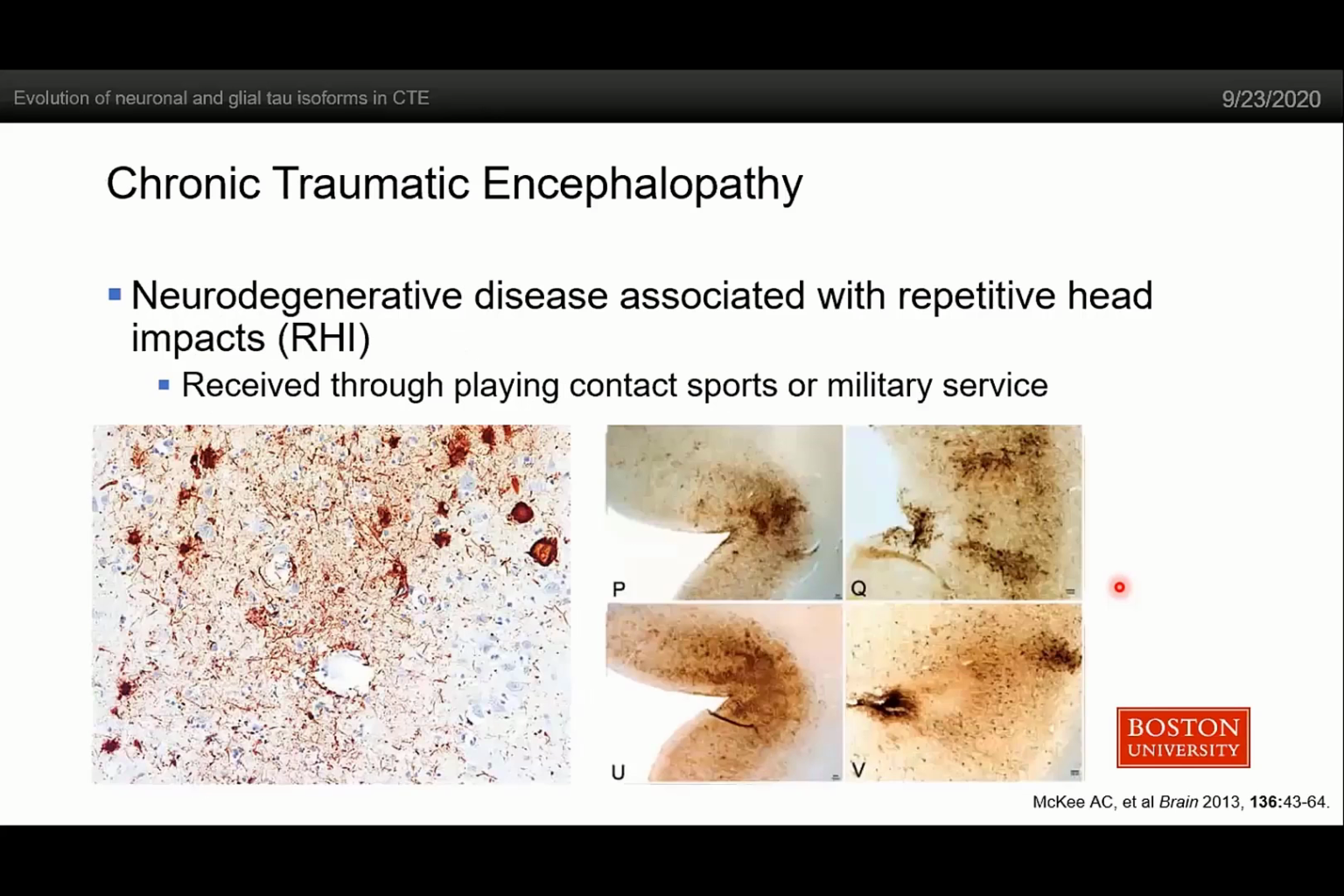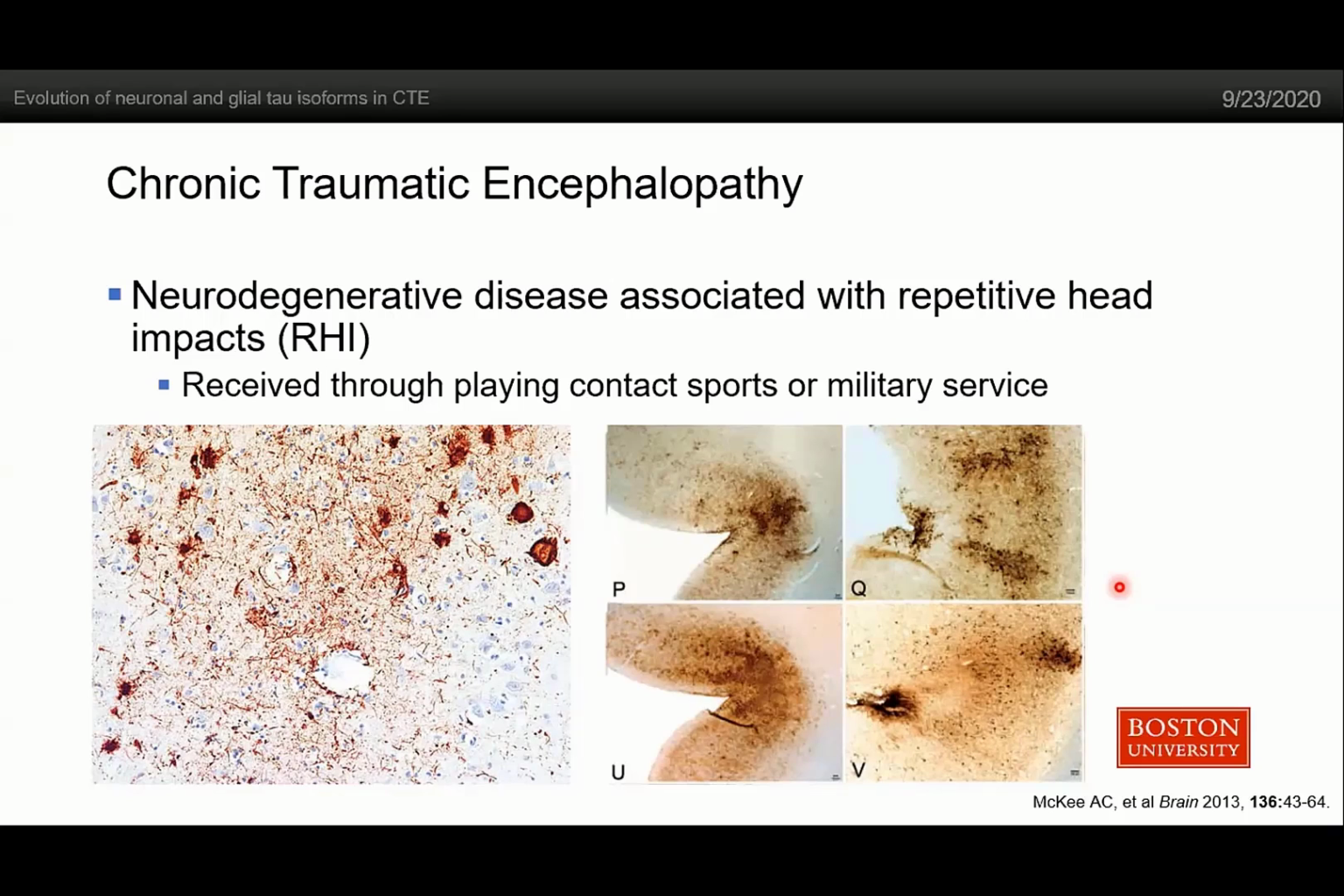And that starts with the better understanding of neuropathology. So the disease that we are focused on is chronic traumatic encephalopathy. So CTE is the disease that is associated with repetitive head impacts. So this is received through playing contact sports or military service. So this is if you're ever watching a football game and someone's talking about the concussion disease, or he has so many concussions, or he has a lot of head trauma, which can lead to problems later in life. This is what they're talking about.